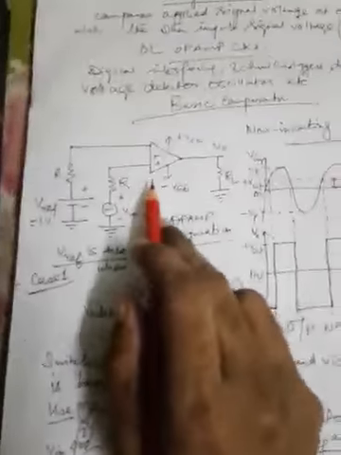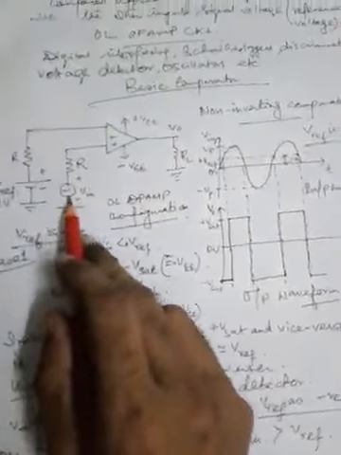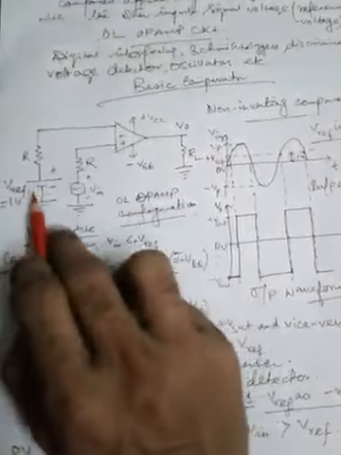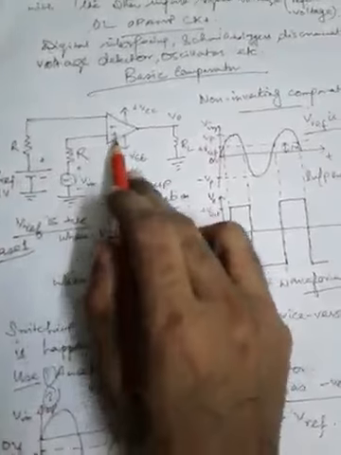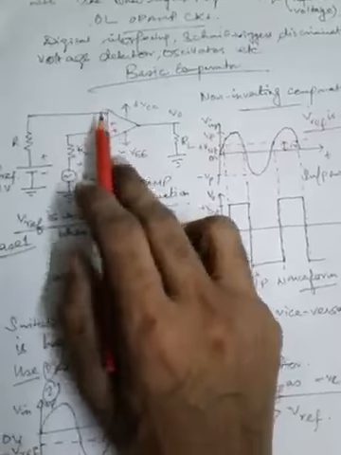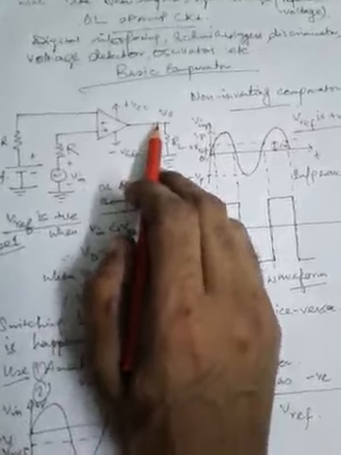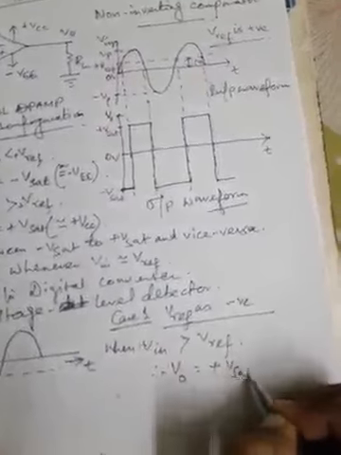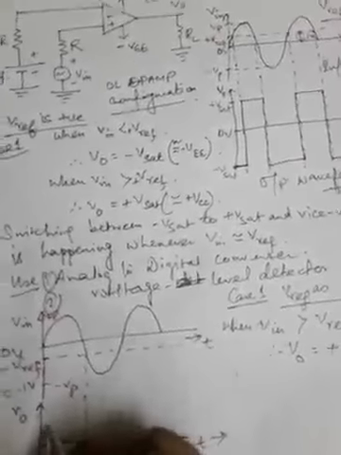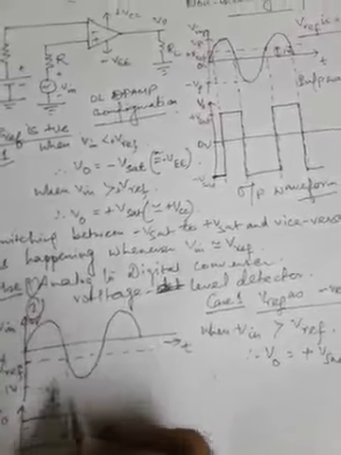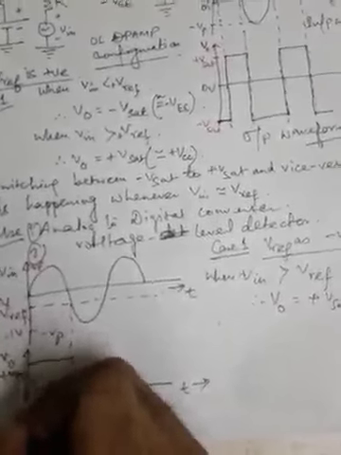Let us once again move on to the circuit. V in is applied at the non-inverting terminal, V reference is applied here. V in is greater than V reference, that means the non-inverting input terminal voltage is greater than the inverting input terminal voltage, so the output will be at positive saturation. So VO will be equal to plus Vsat, which is approximately plus VCC. If we draw the waveform, it should lie up to this point, this red line, this is plus Vsat. It will maintain this level.